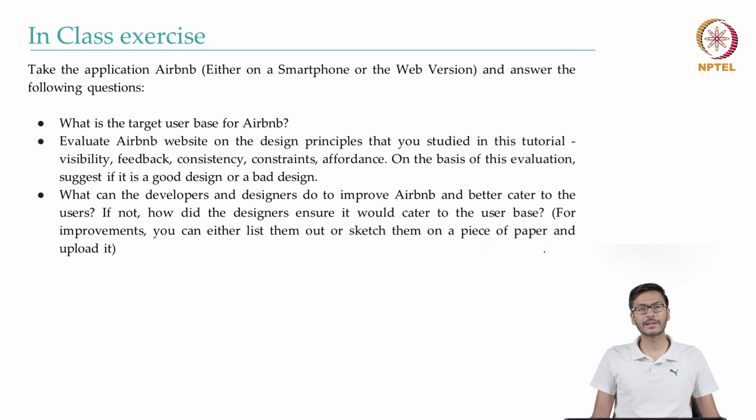You need to take the application Airbnb, either on the smartphone or the web version, and answer the following questions. First, what is the target user base for Airbnb? And you need to evaluate the Airbnb website on the design principles that you have studied in this tutorial: visibility, feedback, consistency, constraints, and affordance. On the basis of this evaluation, you need to suggest if it is a good design or a bad design.